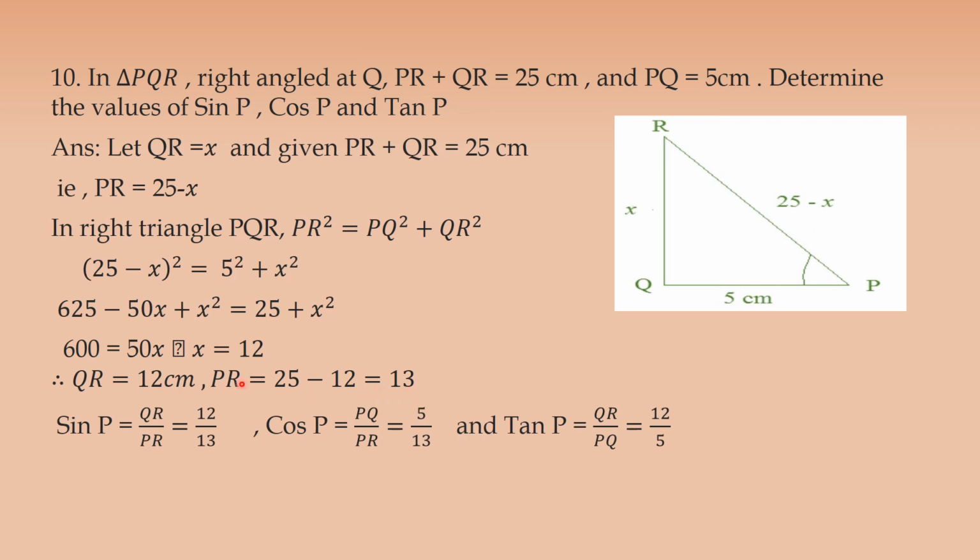As we got all the three measures of a triangle, we can find the ratio sin p, which is opposite side by hypotenuse, that is QR by PR equal to 12 by 13. Cos p is adjacent side by hypotenuse, which is equal to PQ by PR is 5 by 13, and tan p is equal to opposite by adjacent, which is QR by PQ equal to 12 by 5.